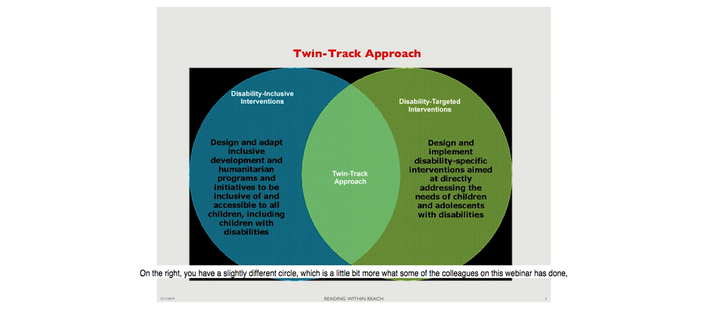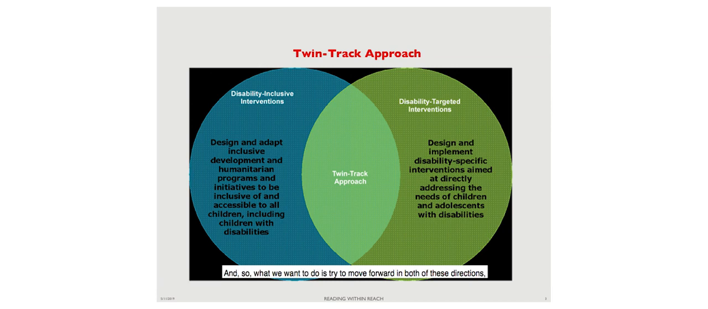On the right, you have a slightly different circle, which is a little bit more what some of the colleagues on the webinar have done, which is to design and implement disability-specific interventions. So really targeting the money you have and the work you're designing and what you're trying to do so that you're sure that you're reaching first and foremost almost the populations of disabled learners that need that extra support to be able to integrate with whatever the system where you are has to offer.